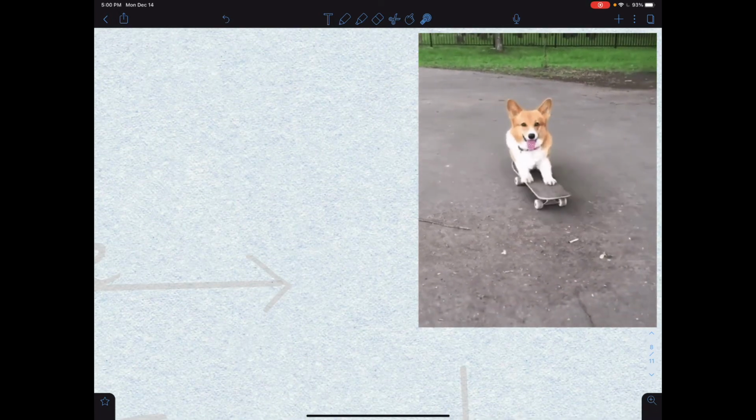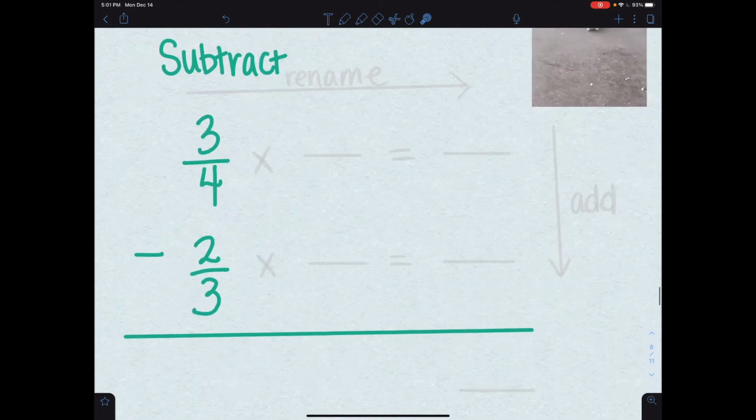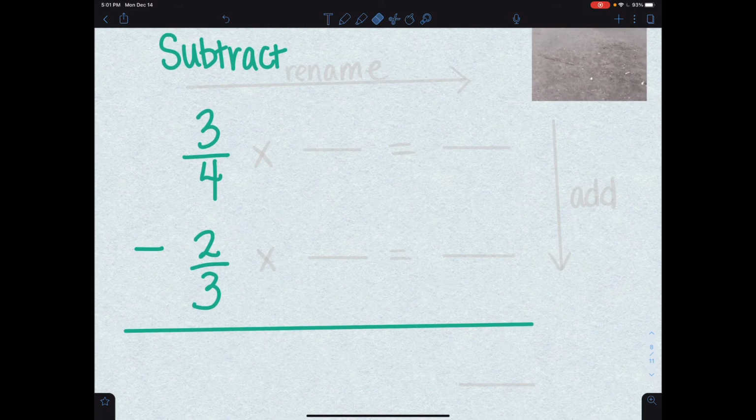And you've got a cute little corgi looking at you while you do this problem. He's so cute, huh?